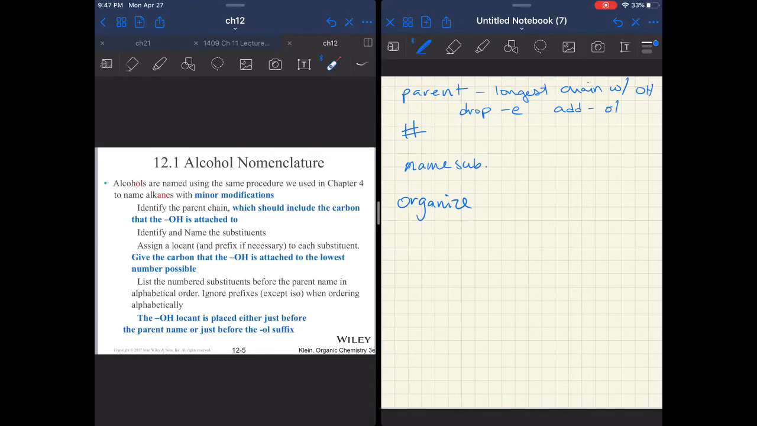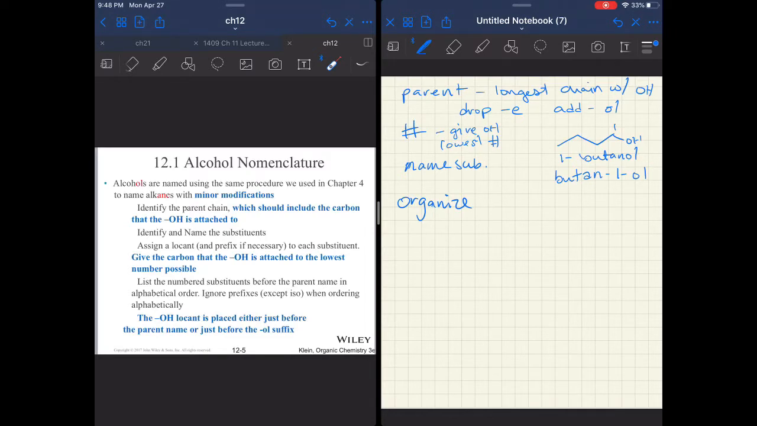So for instance, right, butane, we put an alcohol on it, becomes butanol. You're going to number to give the OH the lowest numbering possible. So in this case, this would be a 1-butanol. You can do similar to what you guys saw with alkenes and alkynes. You can put the 1 in the name right before the OL, or it can go out in front of the parent. Either way, but you do need to number it.